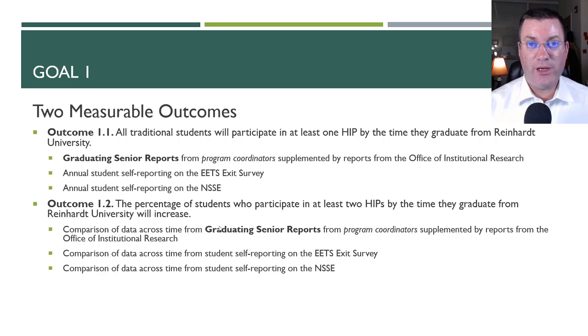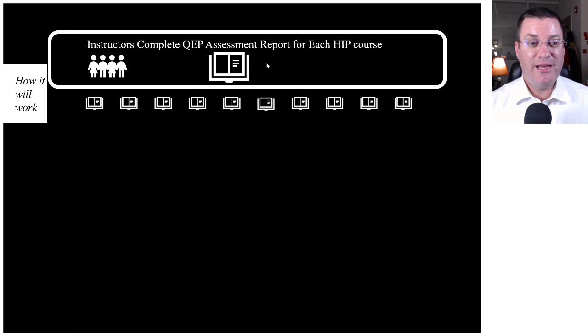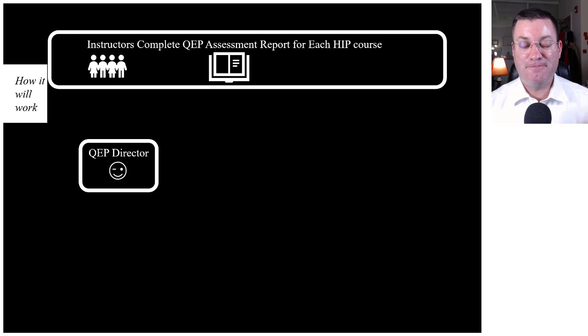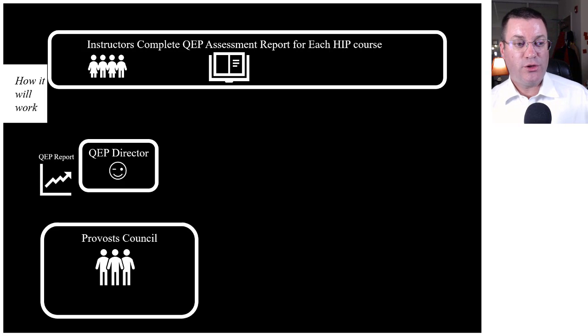So let's talk about that graduating senior report and how that's going to be generated. So here's how it's going to work. The instructors of a high-impact course that's attacking QEP Objective 1 or QEP Objective 2, each instructor for each high-impact practice will complete a QEP assessment report. Okay? So we'll have all of these QEP assessment reports, and they are going to give those QEP assessment reports to the QEP director. That's me. So I'm going to take all of those reports, I will analyze them, organize them, categorize them, and write a report after I receive them each semester and give that report to the Provost Council.